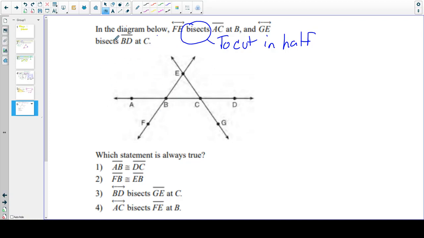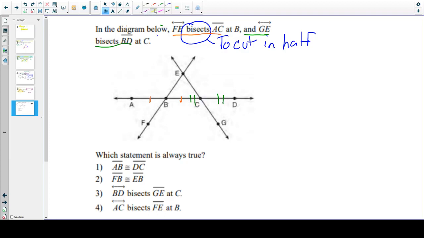In the diagram below, line FE cuts in half AC at B. So this line, FE, cuts in half AC. So if this line cuts this line in half, that means this piece is congruent to this piece. Awesome sauce. Let's continue. And then it says GE cuts in half BD. So GE, this line, cuts in half BC. Well, that means this line is congruent to this line.